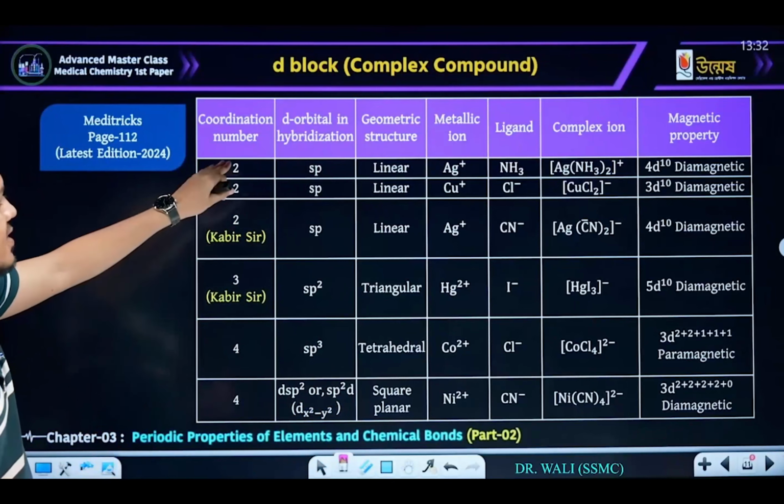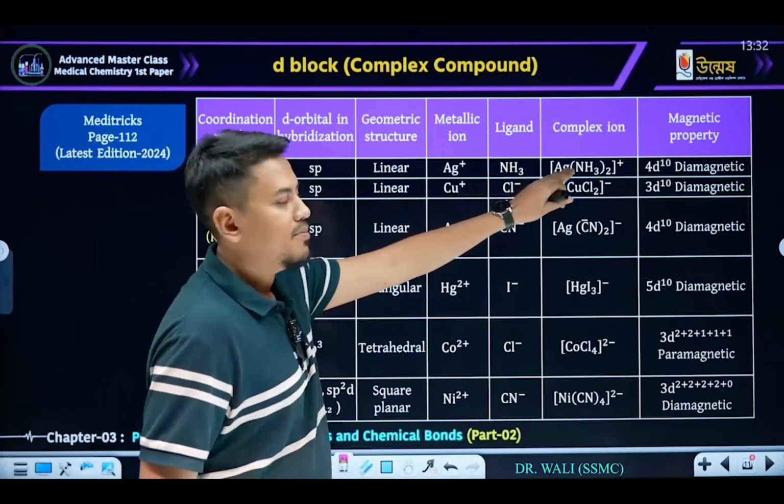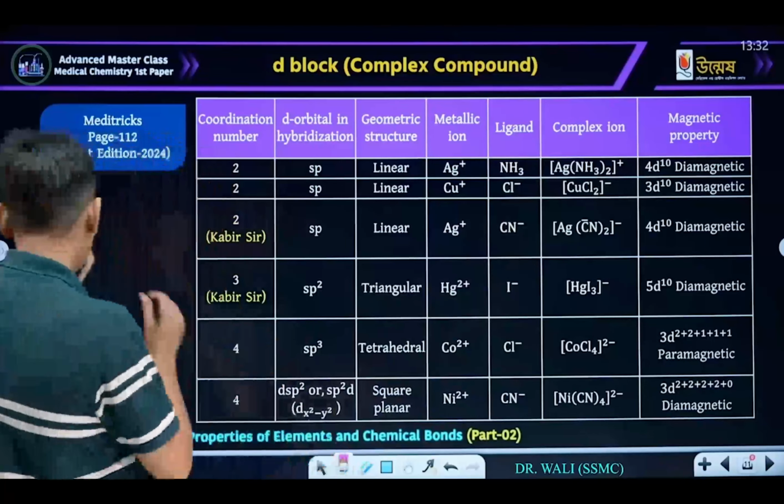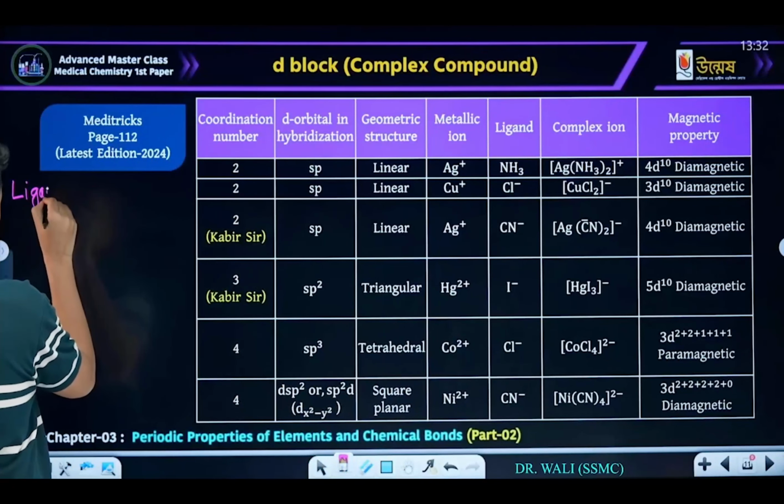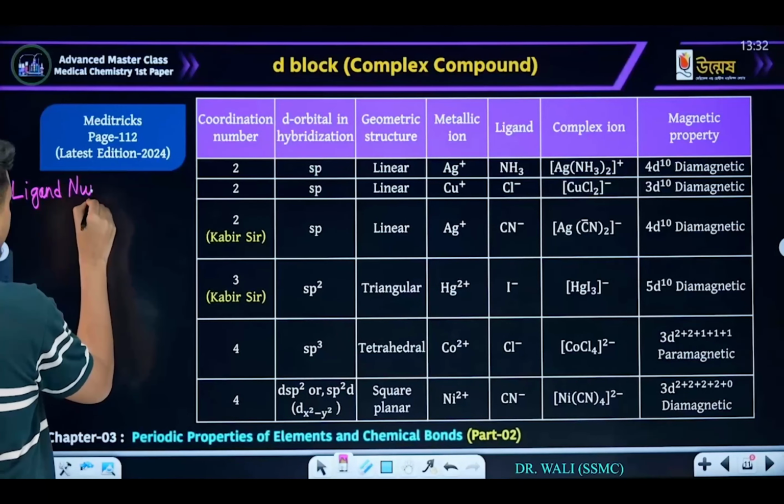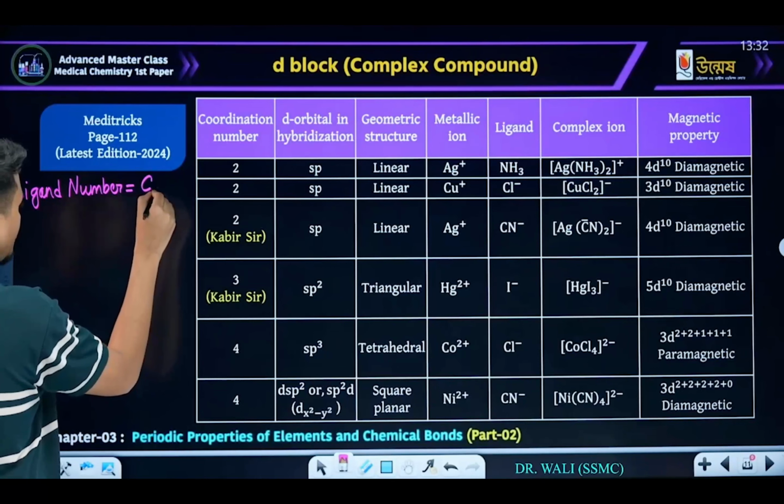So let's see. If the coordination number is 2, then the ligand number should also be 2. Basically, ligand number is equal to coordination number. If you do not know that yet, you should learn it right now. Ligand number is equal to coordination number.